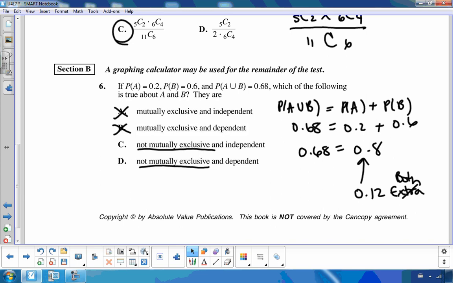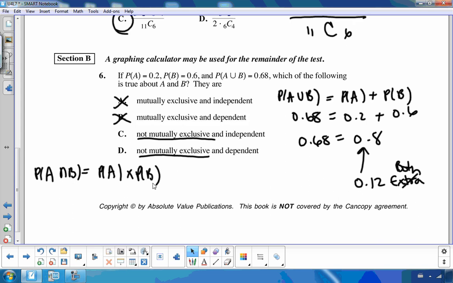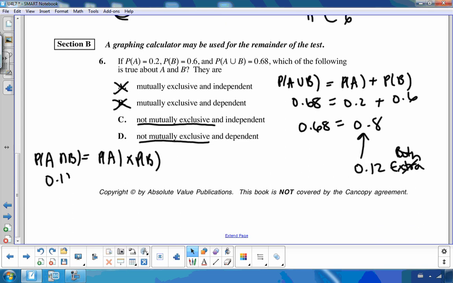So now that I know the probability of both, if the probability of A and B is equal to the individual probabilities multiplied together, if that's true, then they're independent. So let's check. 0.12 equals 0.2 times 0.6. Now that is true. So since that is true, they are independent. So C will be my answer.